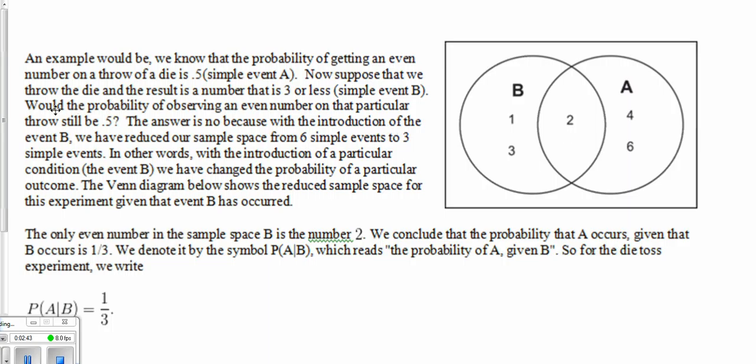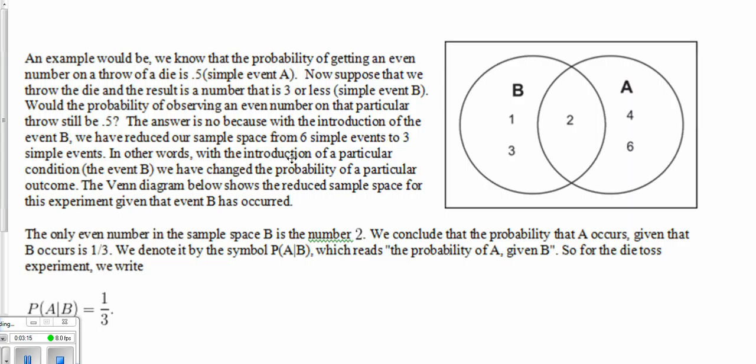So the question is, would the probability of observing an even number on that particular throw still be 0.5? Given that I'm telling you we're only looking for numbers that are 3 or less, is it still a 0.5 or 1/2 chance that we get a number that is even? The answer is no in this case, because with the introduction of event B, we've reduced our sample space from 6 ways to do it to only 3 ways to do it.